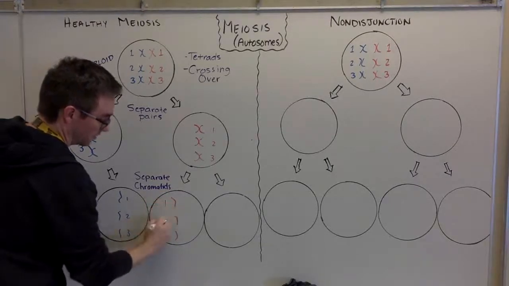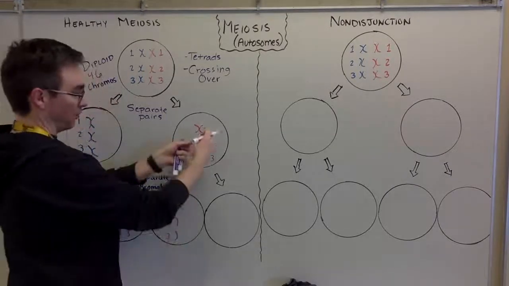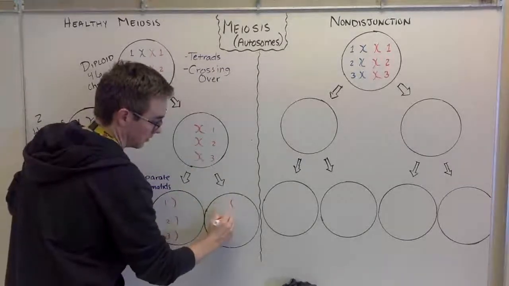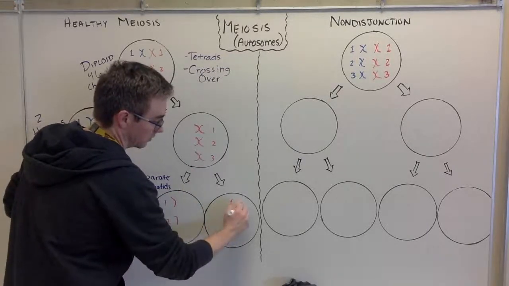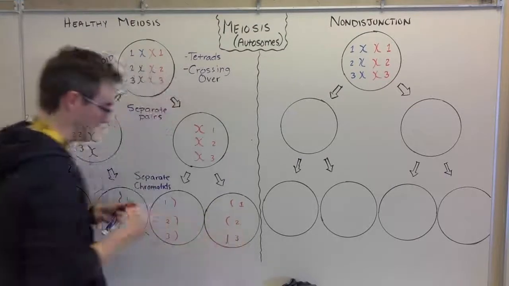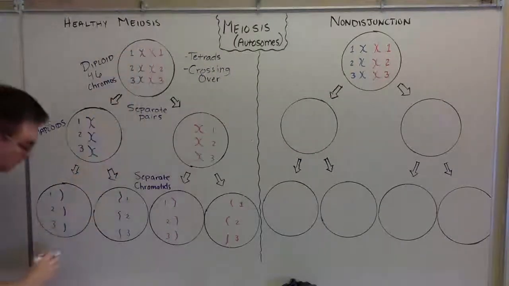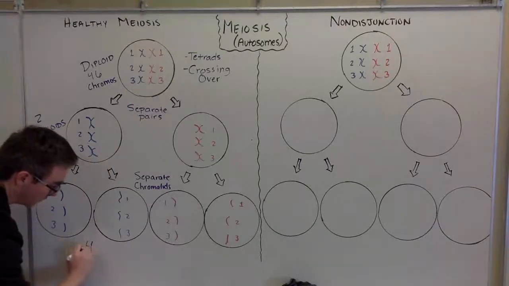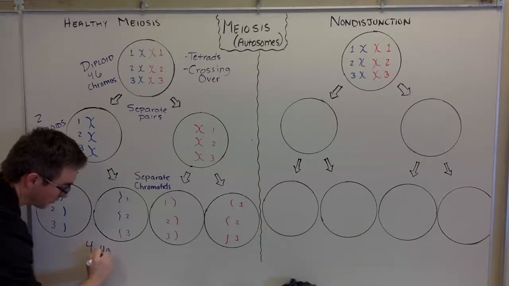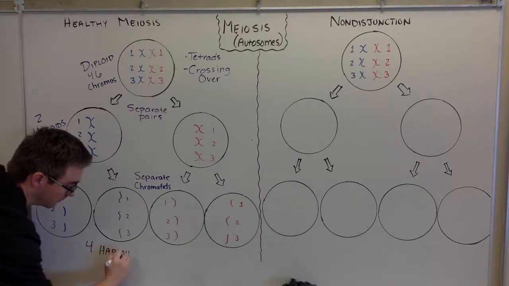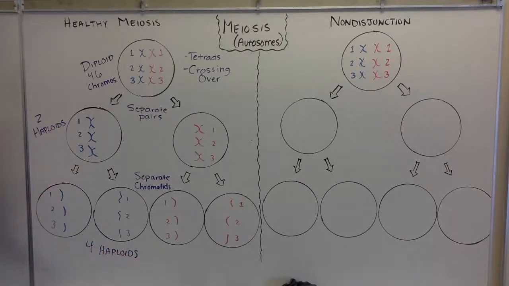We have the number 1, the number 2, number 3, and we pull apart these sister chromatids to get the number 1, number 2, and number 3. And what we end up with at the very end is 4 haploid cells. Haploid because they each have one number 1, one number 2. They don't have 2 up here like we do here. We have 4 haploid cells, or 23 chromosomes in each one. That is what is supposed to happen in meiosis. This is healthy meiosis happening here, right?